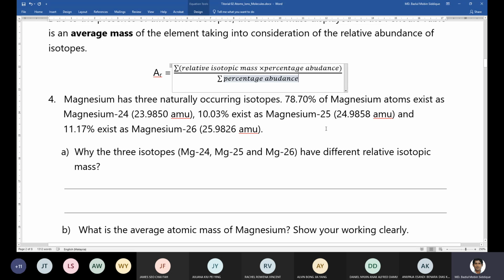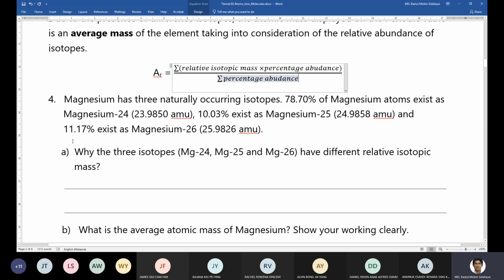Even if the percentages of abundance are like 10.3%, 20%, and the sum becomes 99.95, it is still considered 100%. So the percentage of abundance should always be 100%, or 1.